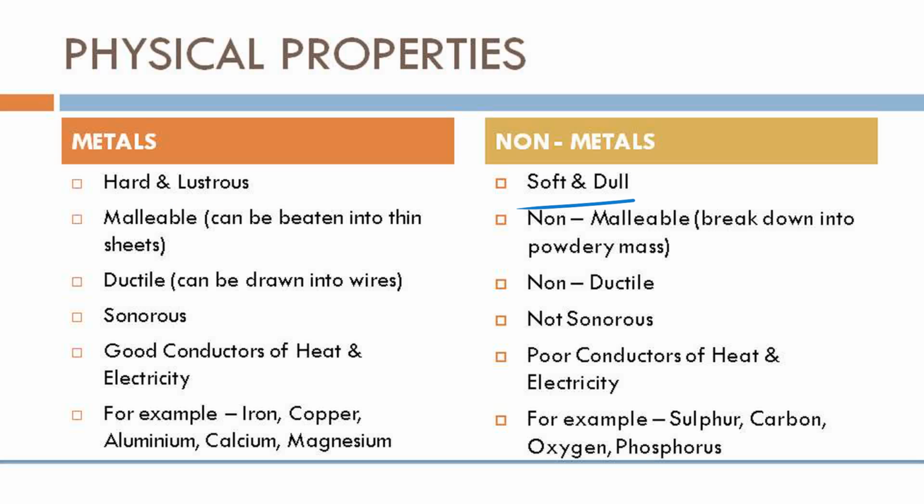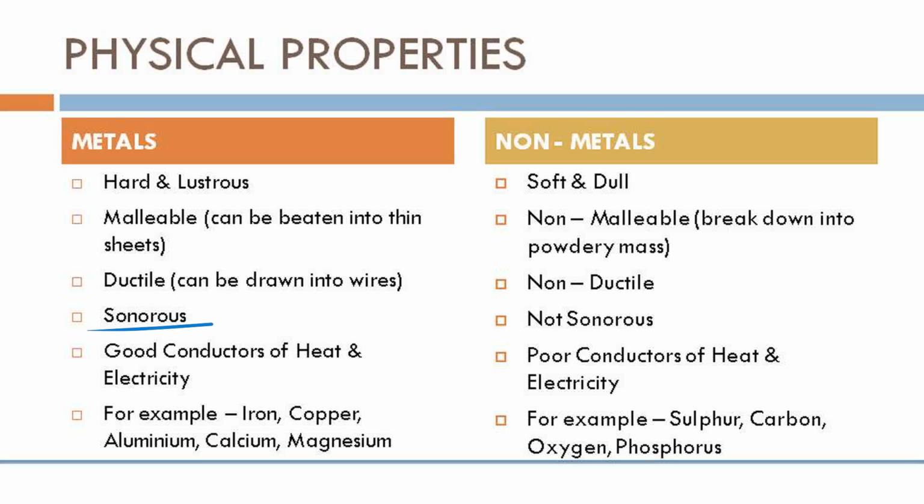Metals are malleable, that is, they can be beaten into thin sheets, whereas on the other hand, nonmetals are non-malleable, that is, they break down into powdery mass upon beating. Metals are ductile, that is, they can be drawn into wires. On the other hand, nonmetals are non-ductile. Metals are sonorous, that is, they produce sound upon beating, whereas nonmetals are not sonorous.